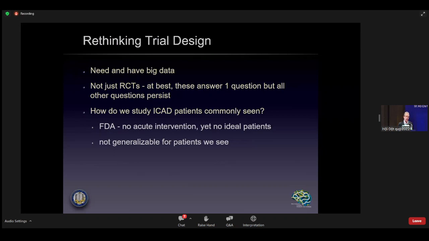We went through at least 10 years of a détente, or a very quiet period in ICAD treatment. After Sampras, there was very little interest for a number of years. And it took a while. It took almost 10 years for people to get interested again and to realize that these patients are coming back again and again, and the diagnostic methods have improved, and we need to do something about this. So how do we really study these patients is an open question.